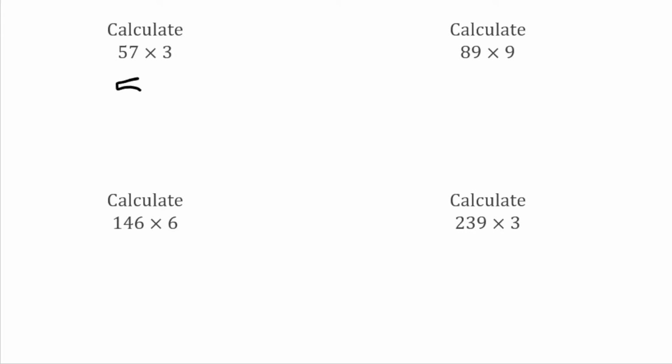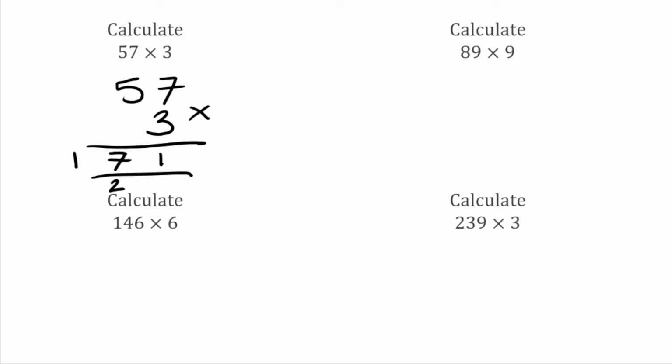Okay, so setting up this first question, I've got 57 multiplied by 3. So again, we start with the right-hand side. I'm going to do 3 multiplied by 7, which is 21. So the 1 would go in this column and I'd carry over the 2 to the next column. We'd then do 3 times 5, which is 15, but then add on the 2 is 17. So the 7 in this column and then the 1 in front. So that would be 171.